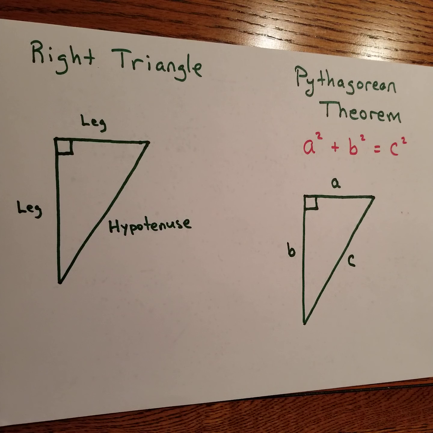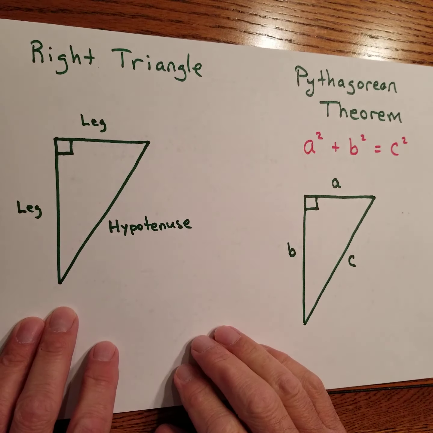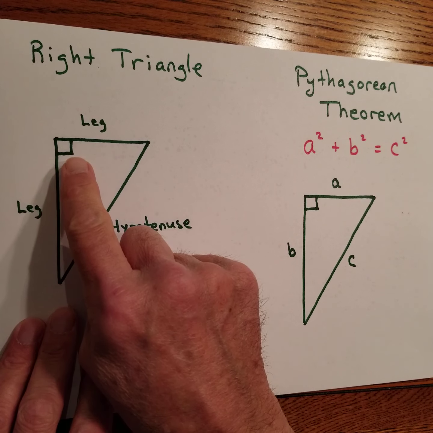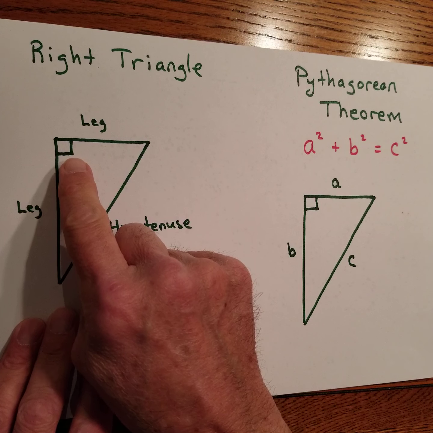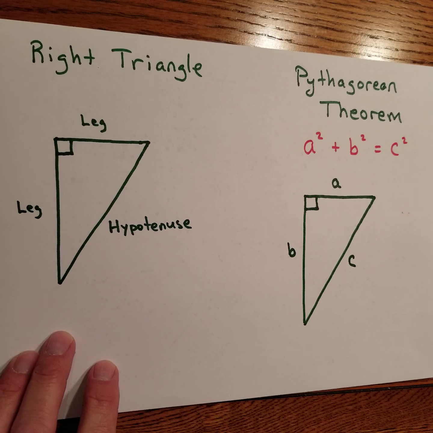All right, students, let's take some of the algebra that we've learned and apply it to a geometry problem. We're looking at the Pythagorean theorem. The Pythagorean theorem only works on right triangles. A right triangle is any triangle that has a 90-degree angle in it, like this one does. As soon as there's a 90-degree angle, then we name the three sides of the right triangle.